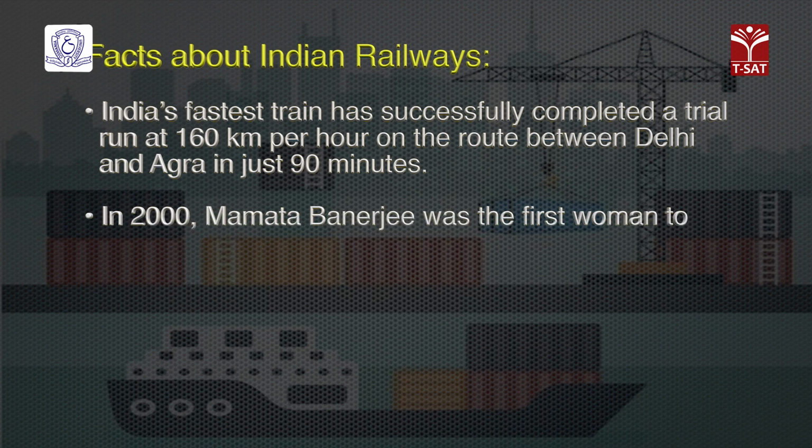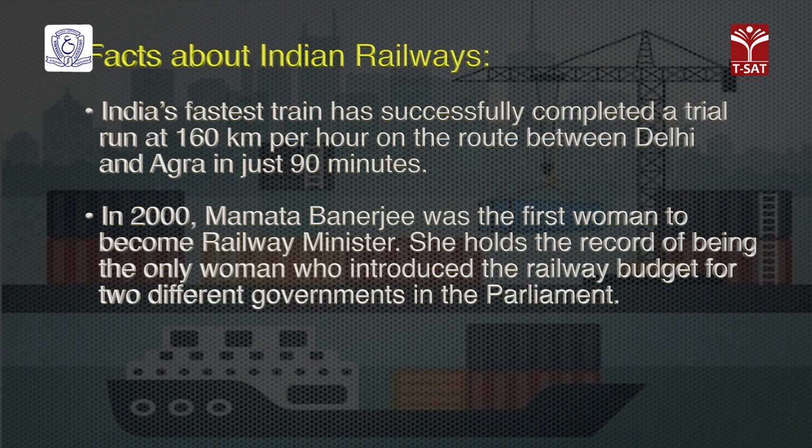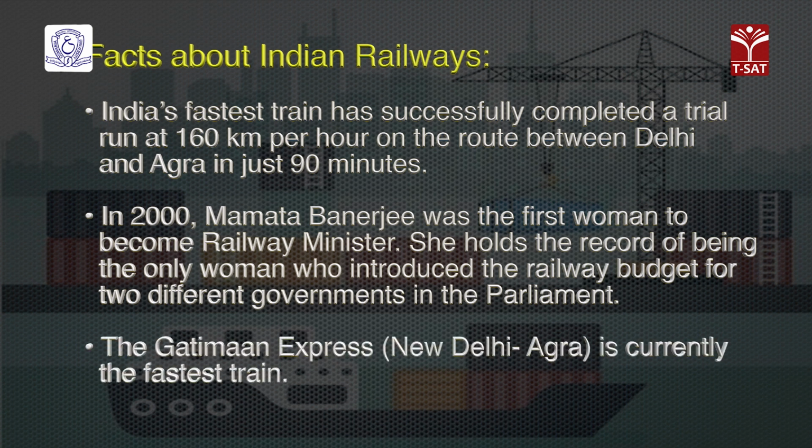In 2000, Mamata Banerjee was the first woman to become railway minister. She holds the record of being the only woman who introduced the railway budget for different governments in the parliament. The Gatiman Express, New Delhi-Agra, is currently the fastest train.